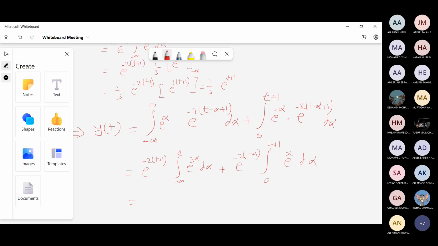If you work with this one, you are going to end up with e to the power of minus t plus 1 minus 2 over 3 e to the power of minus 2 t plus 1. And that's all.